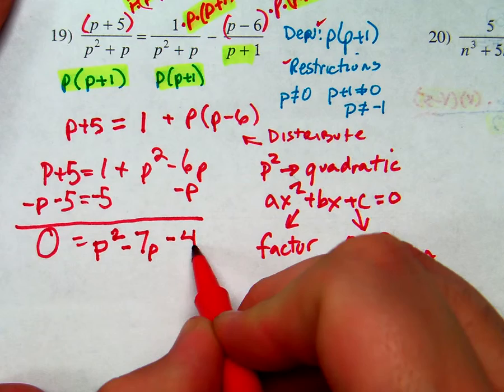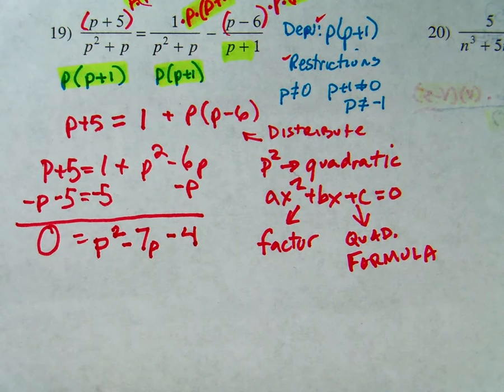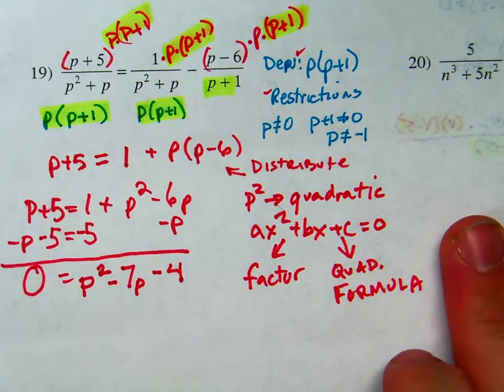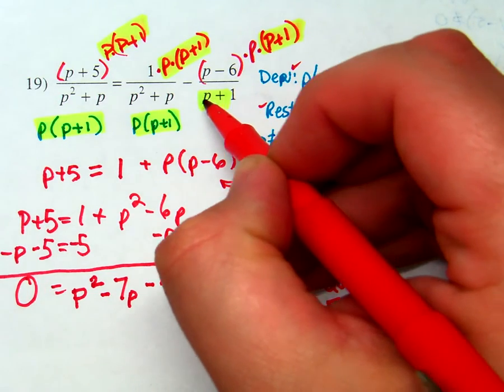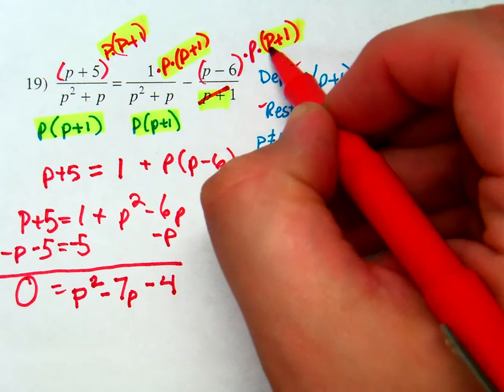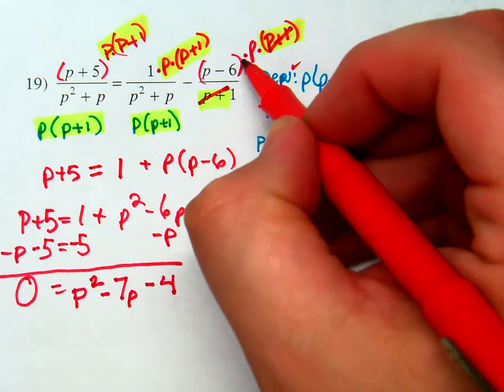How do we get p squared minus 6p, or p times p minus 6? When we were up here, I had a p plus 1 here, so I could divide that into that. So I'm left with just p times p minus 6.